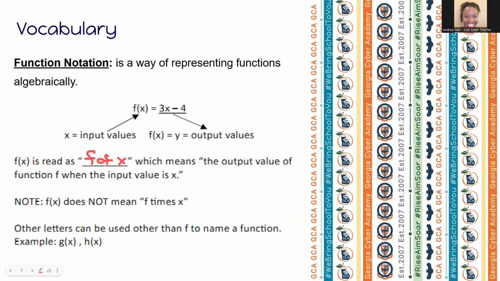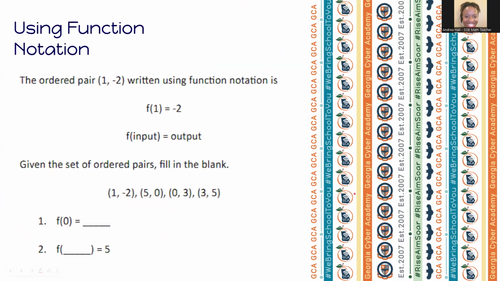So write this down, this is function notation. All right, the ordered pair (1, -2) written using function notation is f of 1, because remember this is x, this is y. So it's f of x equals y. So f of 1 equals -2. f of x equals y.